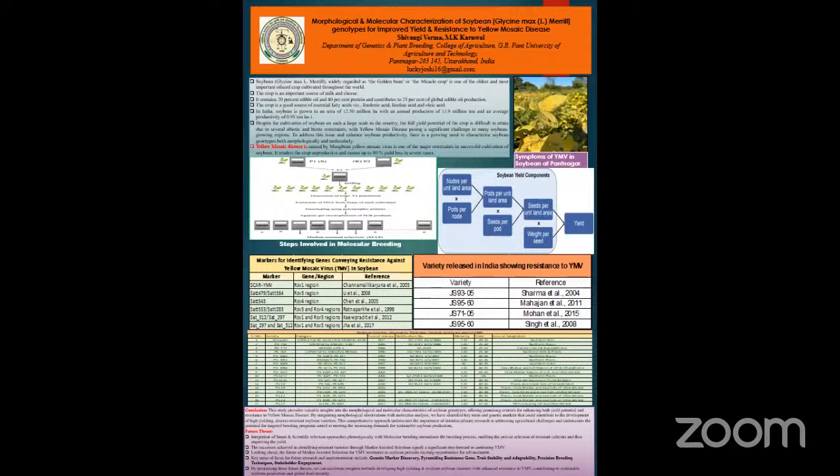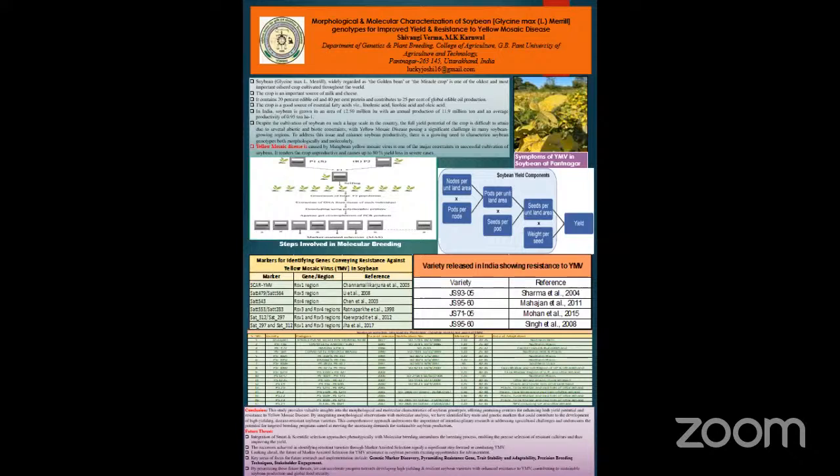India ranks 5th in its production and 4th in area. Soybean is rich in linoleic acid and oleic acid content, and it is highly rich in protein as well as oil content. Protein is 40% and oil is 20%.